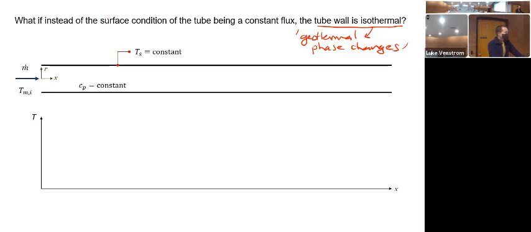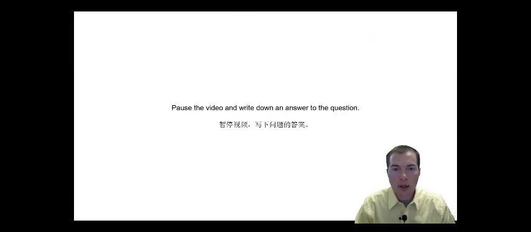Okay, good. Now, I want you to take some time and sketch how you think the surface temperature is changing, although that one's pretty easy. The surface temperature is a constant. Again, sketch the mean temperature. How do you think the mean temperature is going to change? And sketch the temperature at the center line. What do you think is going to happen? I'm just asking you to make a sketch. You don't know the answer yet, just make an educated guess. I'll give you a couple of minutes. Now, what I would like you to do is pause the video and write down an answer to the question.